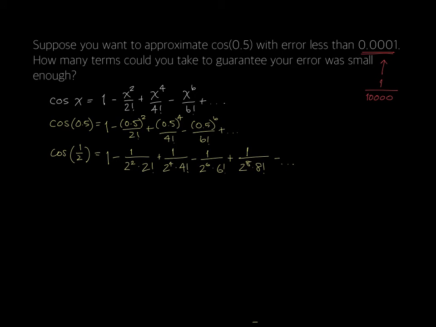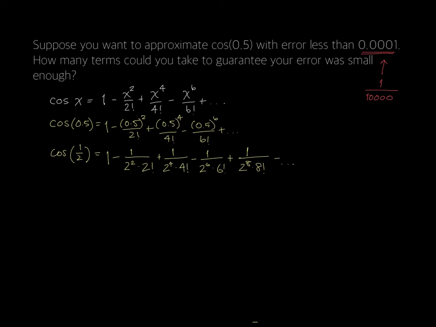Now, I added in an additional term at the end because I got a little nervous, to be honest with you. 1 over 10,000, that seems really small. Maybe I need to look at more and more terms. It seems like it would take a long time before an approximation would become that accurate.